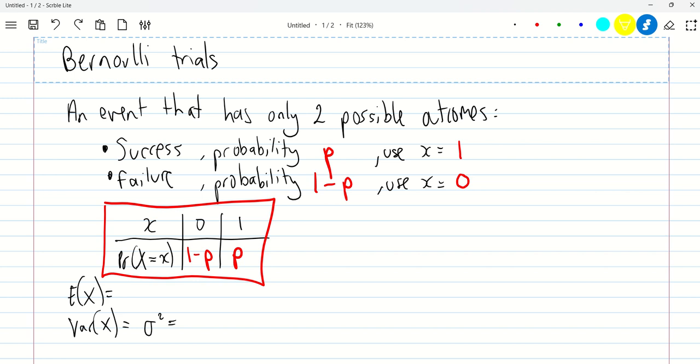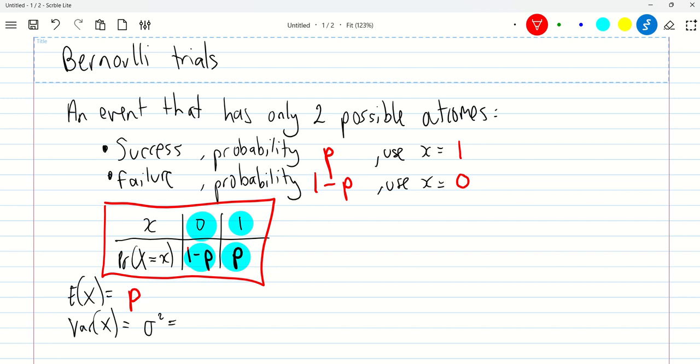And speaking of that, you can go and do the calculations for this. Remember, the expected value will be this times this plus this times that. By looking at that, the expected value of x here will just be 1 times p, which is just p. So the expected value is p.